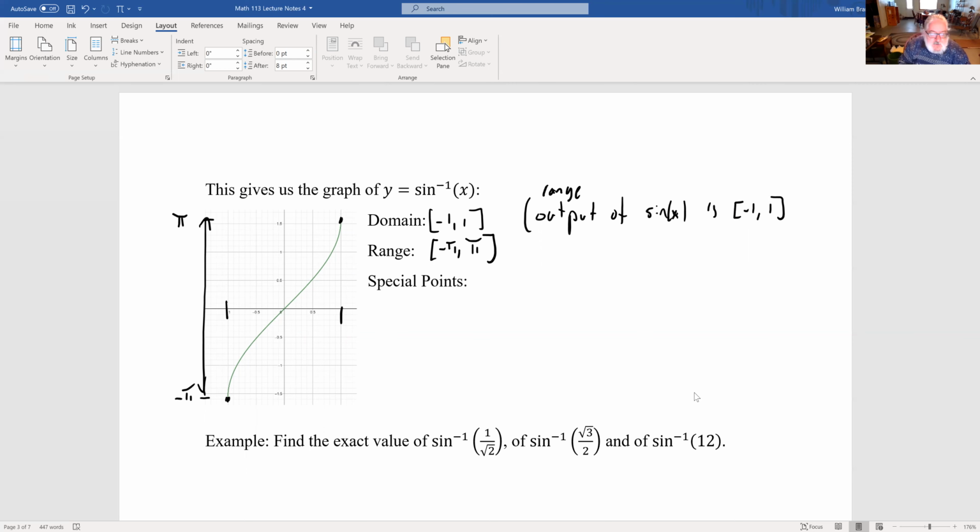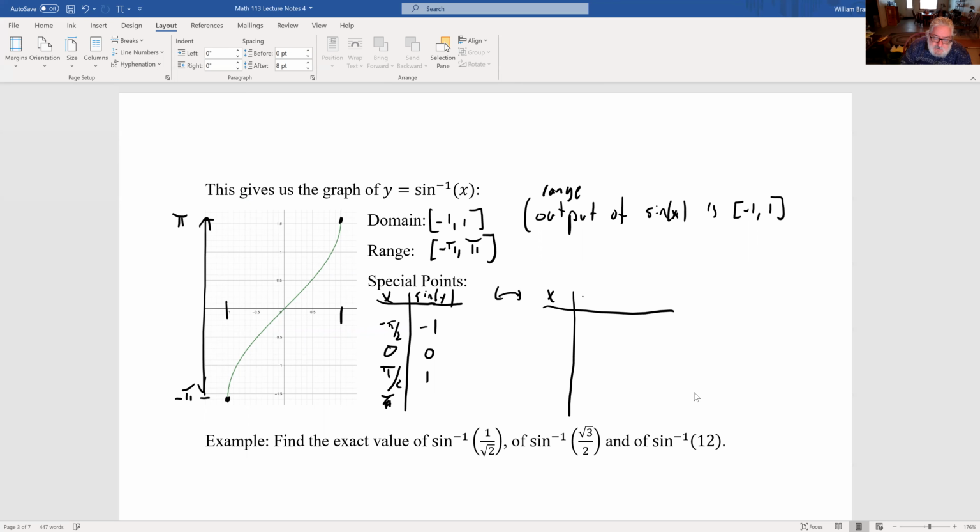And what are the special points? Well, remember from sine, we had some special points: 0, pi over 2 had sine of 1, pi, and minus pi over 2 had sine of -1. So if we reverse this, right, because inverse functions just reverse the inputs and outputs.